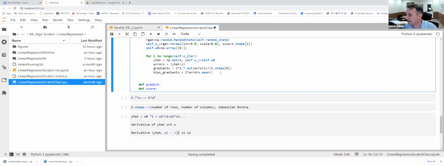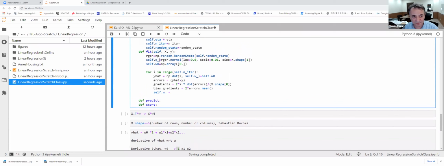Okay, so we got the gradients. Now I need to update my W's. I'm updating my W. Look, this is how I started. Now I took the derivative of W, and now I'm updating my W. So this is my old W, my former W, which is at this point here.